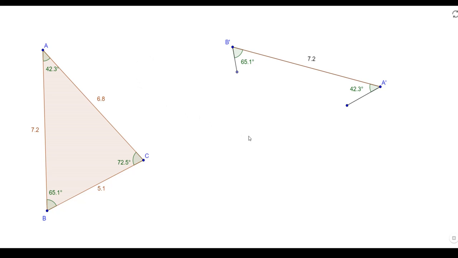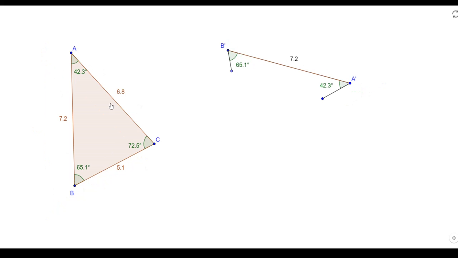Now, I found this great demonstration for ASA on GeoGebra, and the author of this demonstration is D. Gibson. So I just want to make sure I give credit where credit is due. Now, the angle, side, angle congruence theorem states that if two angles and the included side of one triangle are congruent to two angles and the included side of another triangle, then those triangles are congruent.